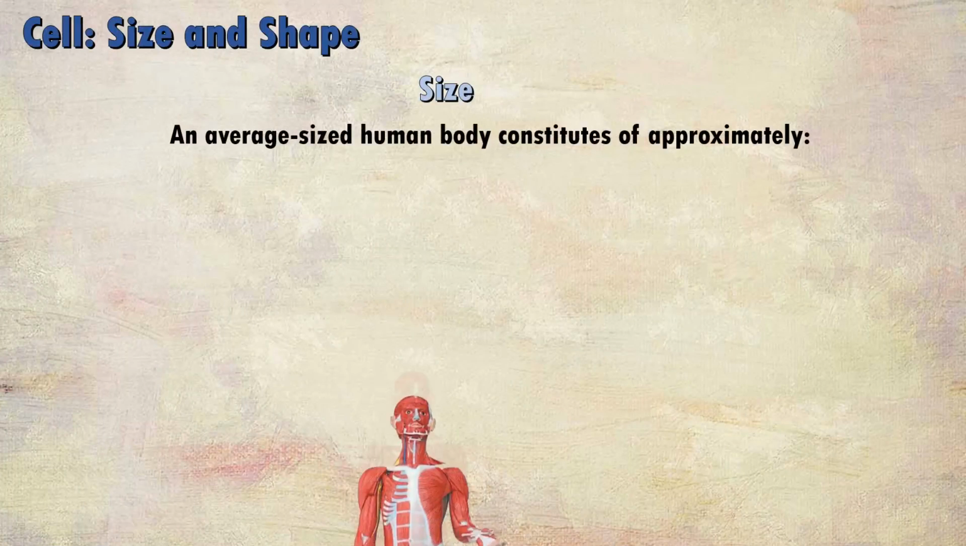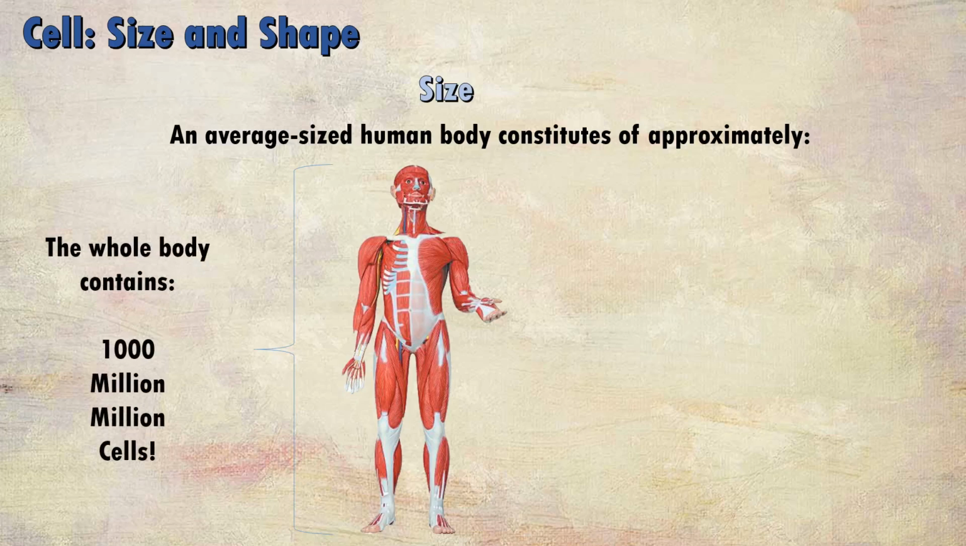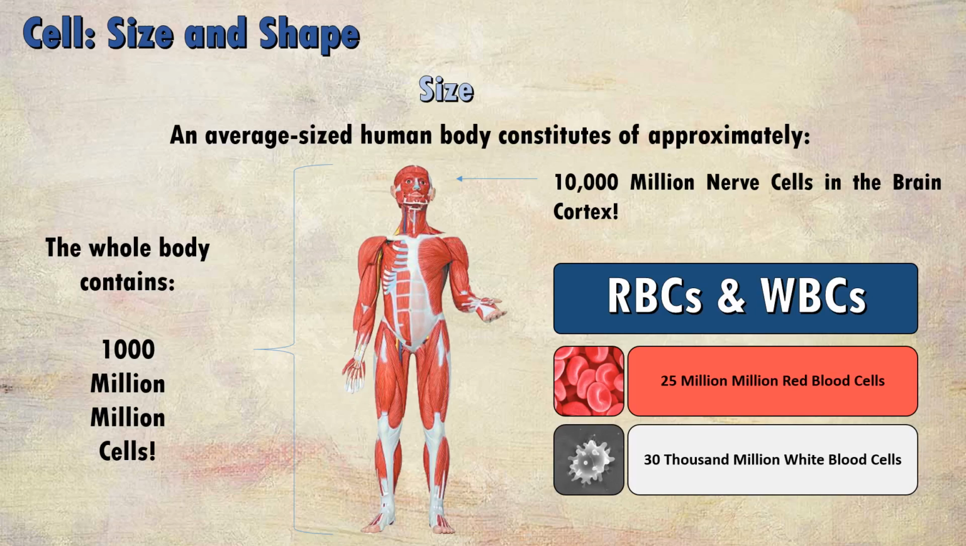Now let's see what an average human body like ours constitutes of normally. The whole body contains 1,000 million cells. 10,000 millions of these are just nerve cells. They also include about 25 million red blood cells and approximately 30,000 million white blood cells. I can't believe our bodies contain such a great number of cells. Yes, they do. Remember, we are basically just a large mass of cells. True that.